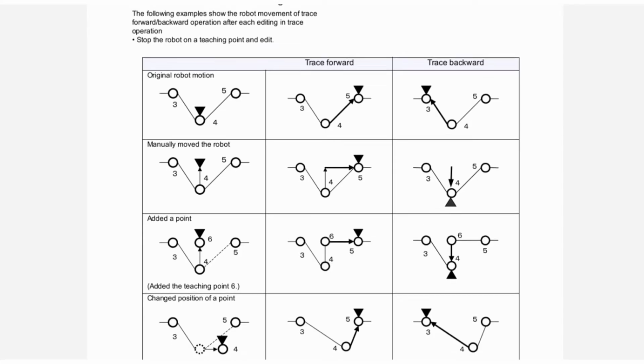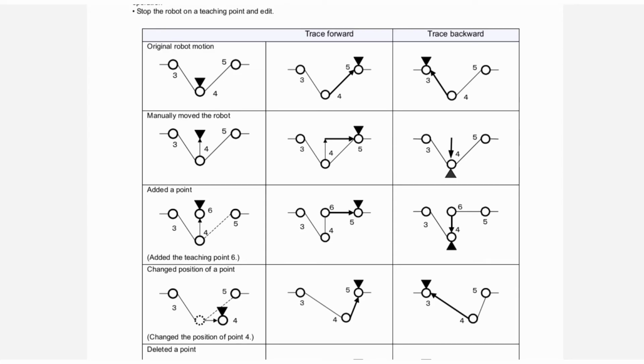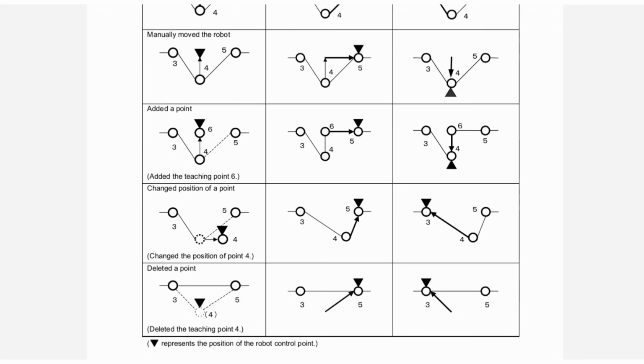of stop the robot on teaching point and edit. Second one is manually move the robot. Third one is added a point, added the teaching point 6. Fourth, changed position of a point, changed the position of point 4. Last one is deleted a point, deleted the teaching point 4, represents the position of the robot control point.